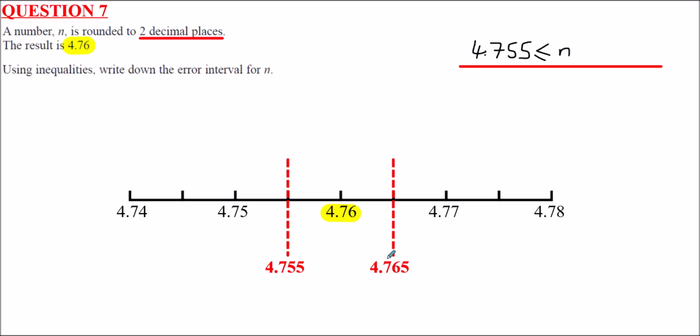However, 4.765 is its absolute limit. It's not actually allowed to be that because, strictly speaking, if it were, it would have rounded up to 4.77. So it can be as close to this as you absolutely want to. It can be within a trillionth of that number without actually touching it. So it could be all the way up to, but not quite including, 4.765. So these are the absolute limits.